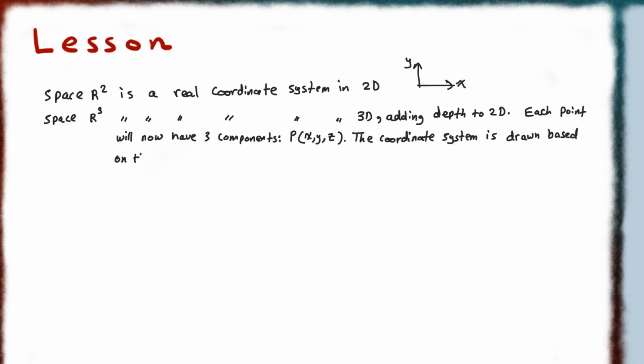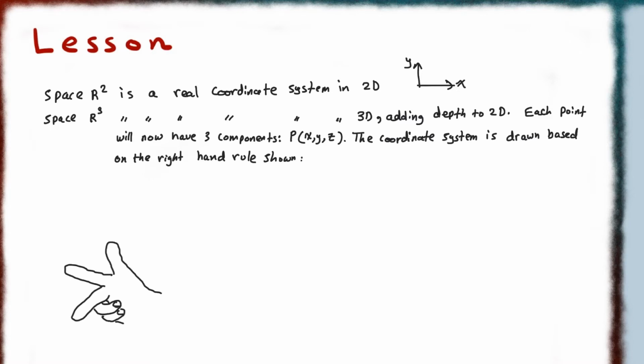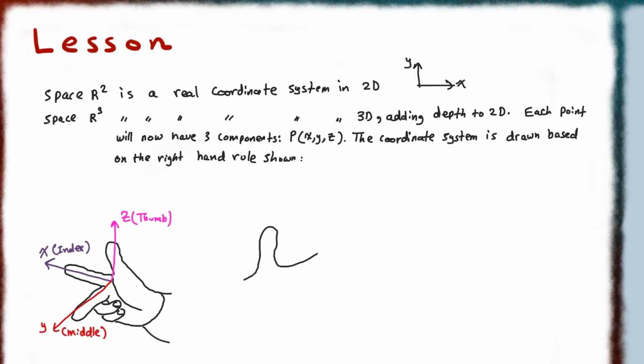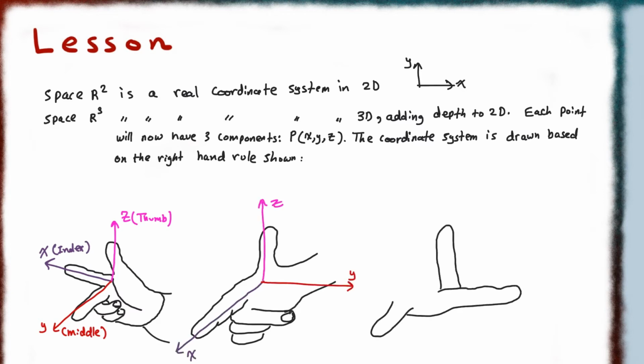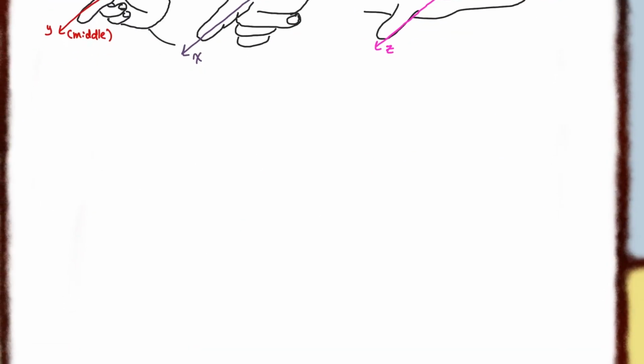The coordinate system is drawn based on the right-hand rule. I have drawn this in 3 different orientations. In all cases, our index finger corresponds to the positive x-axis, our middle finger to the positive y-axis, and our thumb to the positive z-axis. The final drawing is the orientation that we usually use for most cases, x being right, y being up, and z coming out of the page.